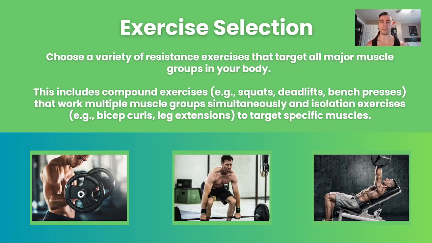But just know that you need to have a mix of both compound and isolation exercises. You've probably heard me talk about compound exercises before, and that basically means that multiple muscles are being worked in that particular exercise. So with squats, you've got your quads, hamstrings, and glutes being worked. Whereas in an isolation exercise, for example a bicep curl, you're only targeting the biceps.